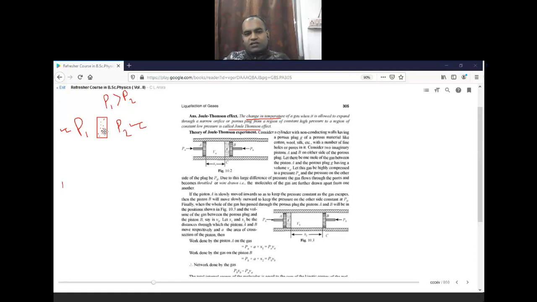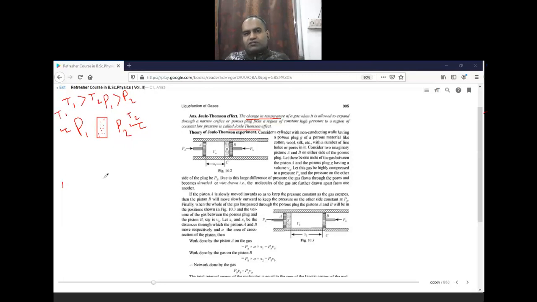So high pressure, low pressure, you allow the gas to pass through this porous plug. After the gas passes through the porous plug, the temperature in the second region will be lower than the temperature in the first region. Or in other words, there will be a change in temperature. So T1 is greater than T2. So that means there will be a change in temperature. Okay. So that is the Joule Thomson effect.